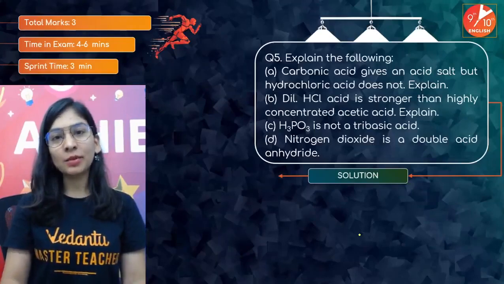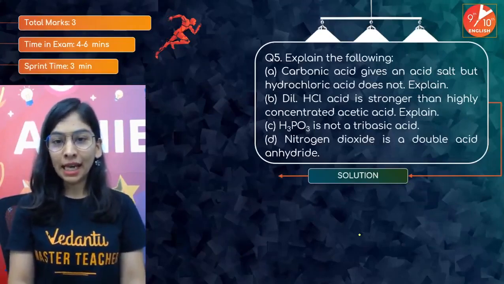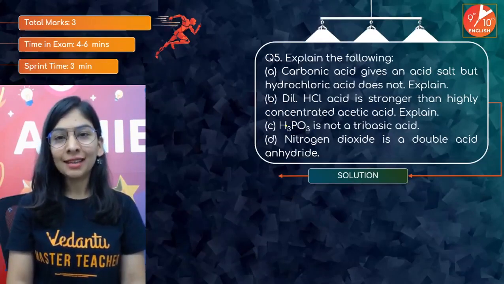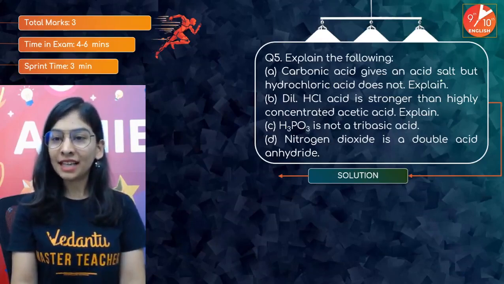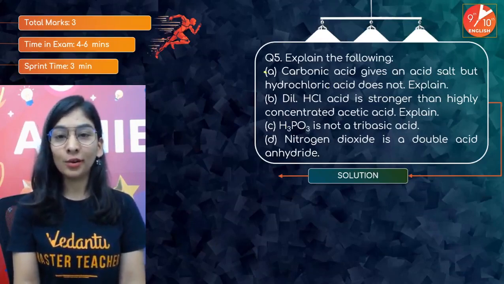The next question that we have is question number 5, and the question will come for 3 marks. And yes, we have to explain 4 parts. Sadly, no, it's a good thing. This question will clear so many concepts. Carbonic acid gives an acid salt, acidic salt, but hydrochloric acid does not. Okay, that's a good question.